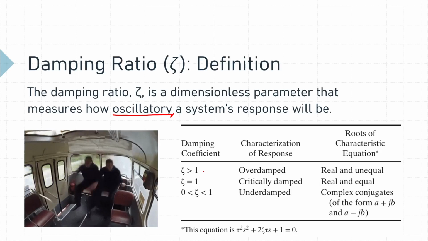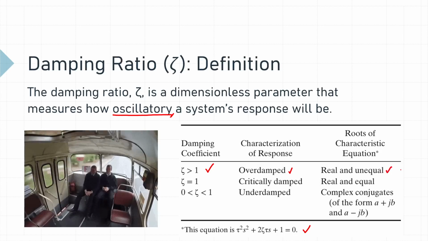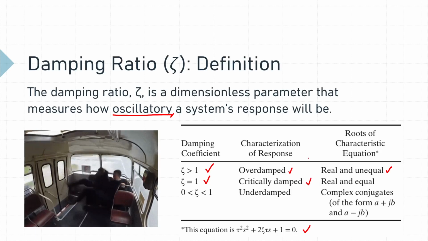As you can see, if the damping coefficient is greater than 1, that is called an overdamped response. The roots of the characteristic equation, which, as you can recall, is the denominator of the general form, will be real and unequal, better known as real and distinct roots. If your damping coefficient is exactly 1, then this is called critically damped. The roots of the characteristic equation in this case are real and equal, or real and repeated.